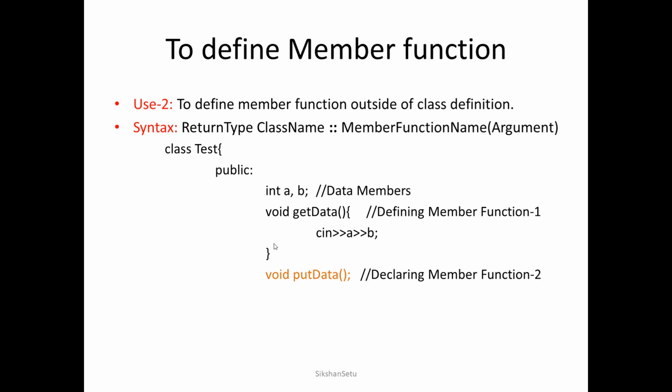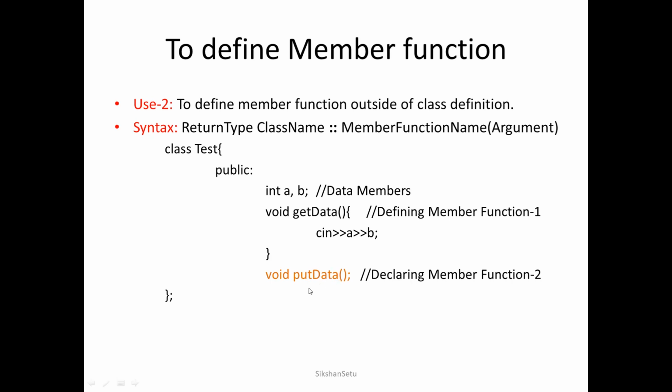Now I am declaring a member function named put data. I am declaring, I am not defining. You can see return type, function name, argument and semicolon. This is just the declaration part. I have not defined this member function. And then I am closing the class definition, since I have written the braces and semicolon, this is the closing of the class definition. But I have not defined this member function inside the class definition.